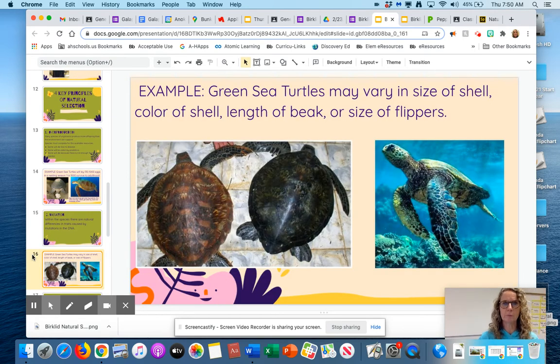An example would be that green sea turtles might vary in the size of their shell, the color of their shell, the length of their beak or their mouth, and the size of their flippers. All of those are ways that they vary. Look at the difference in color in those two green sea turtles. I like both of those very much. I love turtles. I don't know if you know this, but I love turtles.